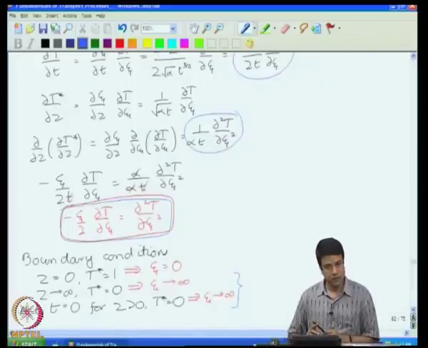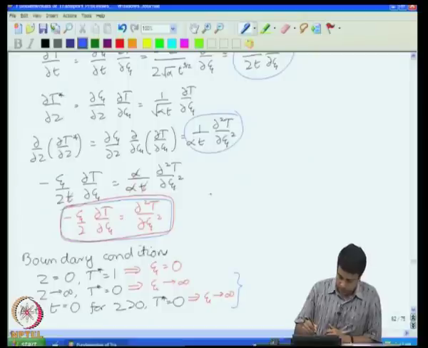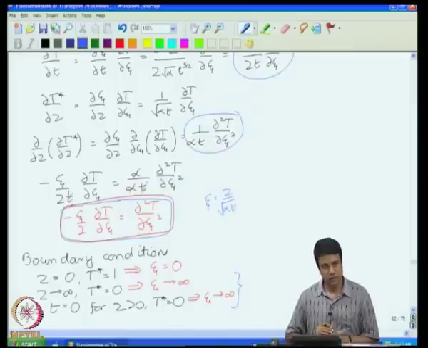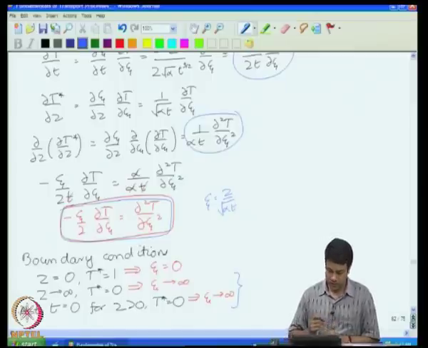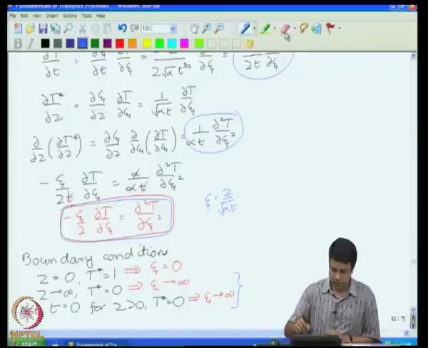Now, t is equal to 0 for z greater than 0 is equivalent to psi going to infinity, because psi was equal to z by root alpha t. So, if I take the limit t going to 0, psi goes to infinity. So, in the limit as psi goes to infinity, I require that T star is equal to 0.